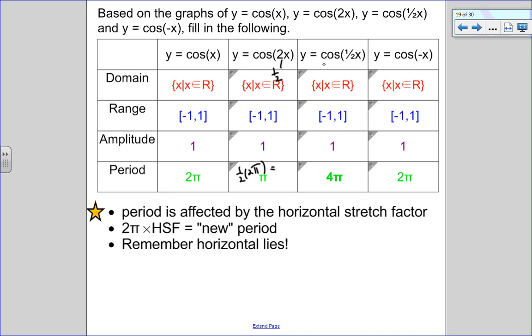Here, if I have half, my horizontal stretch factor is 2. So if I take 2 times the period of 2 pi, I do in fact get 4 pi. So it looks like that works. Now remember, horizontal lies, so everything should be opposite of what we think.